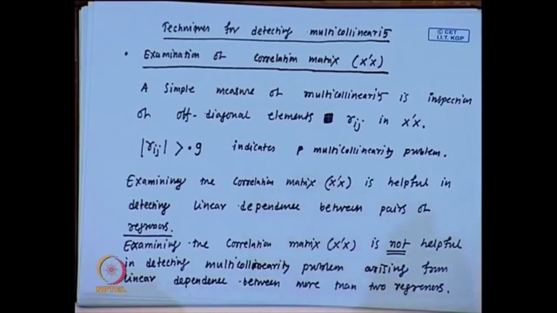Okay, so let me explain what I wrote here. It says that examining the correlation matrix is helpful in detecting linear dependence between pairs of regressors, but the same is not helpful in detecting multicollinearity problem arising from linear dependence between more than two regressors. So what it says basically is, if the problem of multicollinearity is due to the linear dependence between two regressors, then the correlation matrix can detect that.